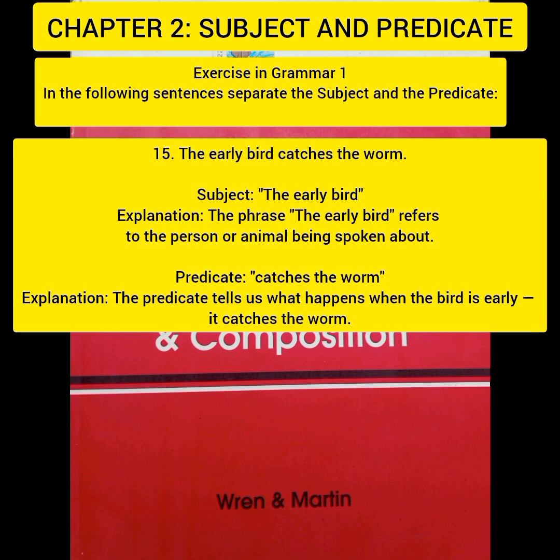15. The early bird catches the worm. Subject: the early bird. Explanation: the phrase the early bird refers to the person or animal being spoken about. Predicate: catches the worm. Explanation: the predicate tells us what happens when the bird is early, it catches the worm.